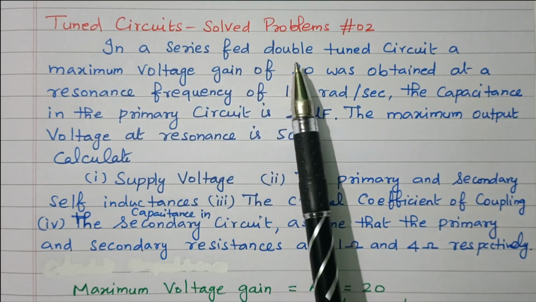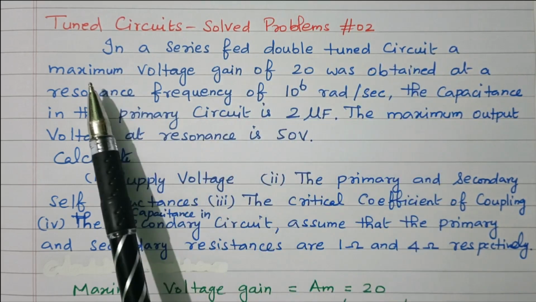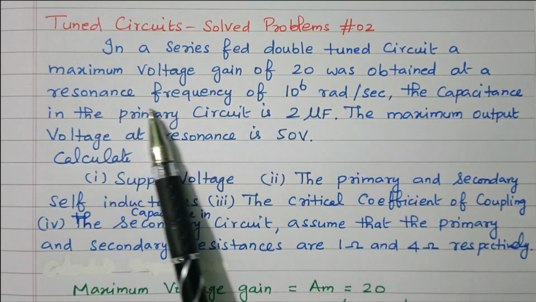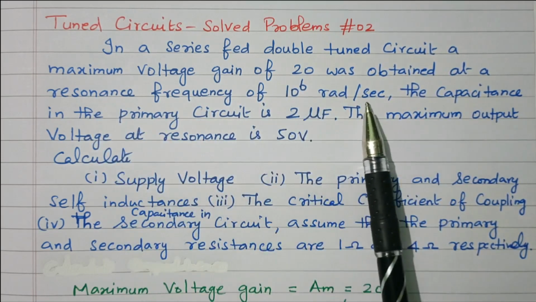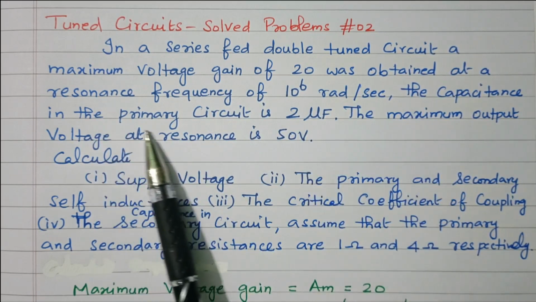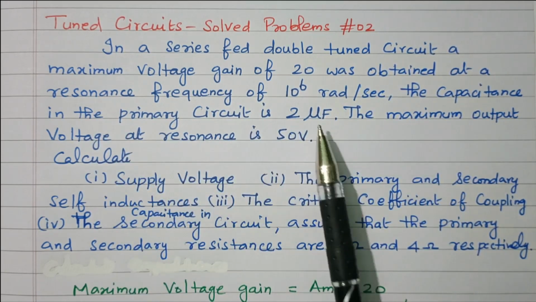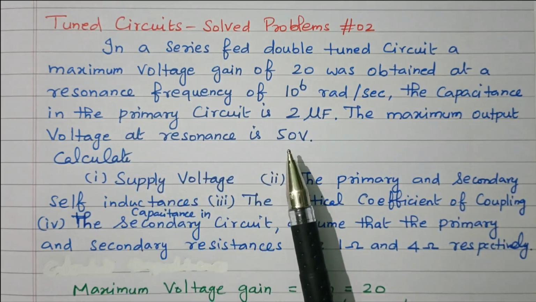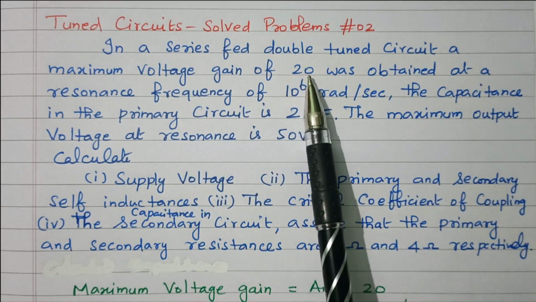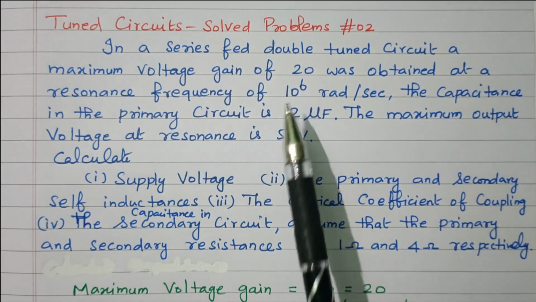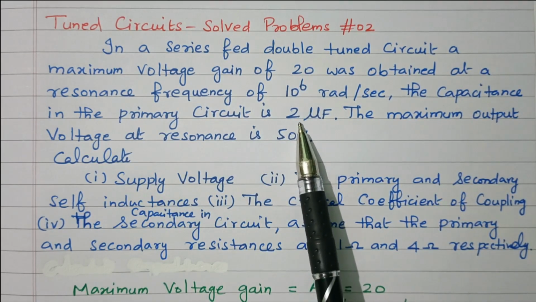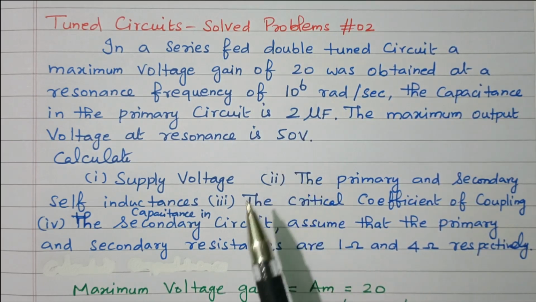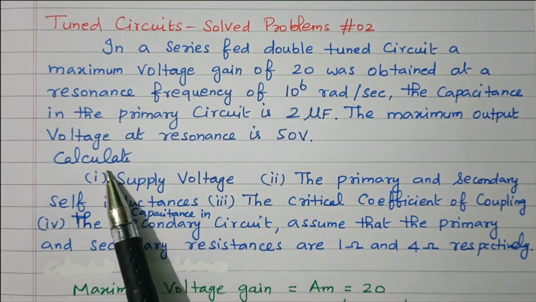In a series fed double tuned circuit, a maximum voltage gain of 20 was obtained at a resonant frequency of 10 to the power 6 radian per second. The capacitance in the primary circuit is 2 microfarad. The maximum output voltage at resonance is 50 volts, right? So the voltage gain is given, resonant frequency is given, primary side capacitance is given, maximum voltage at resonance is also given. We need to find four parameters.